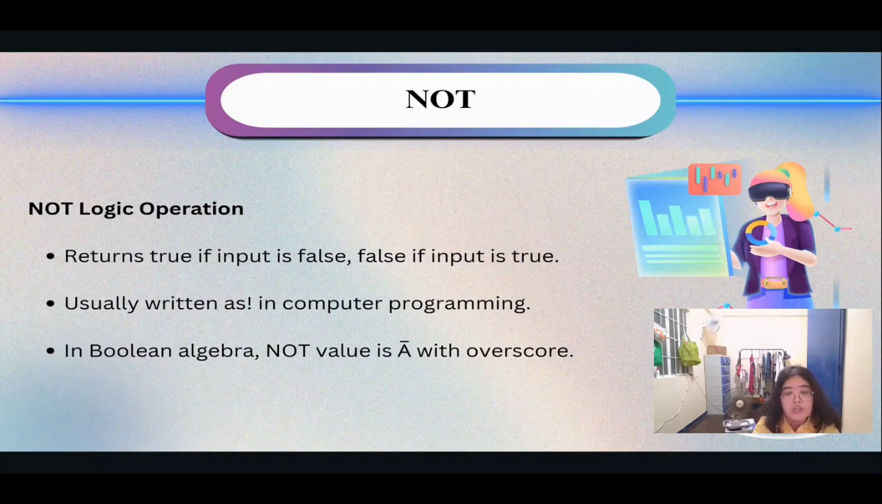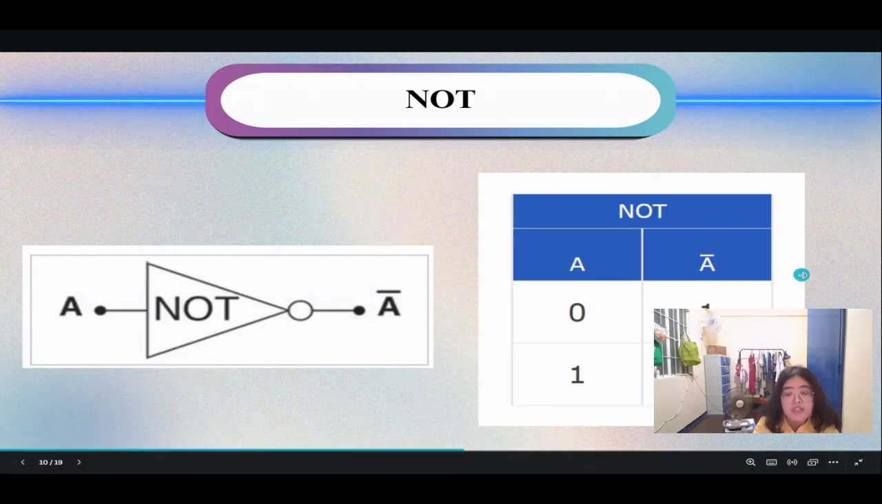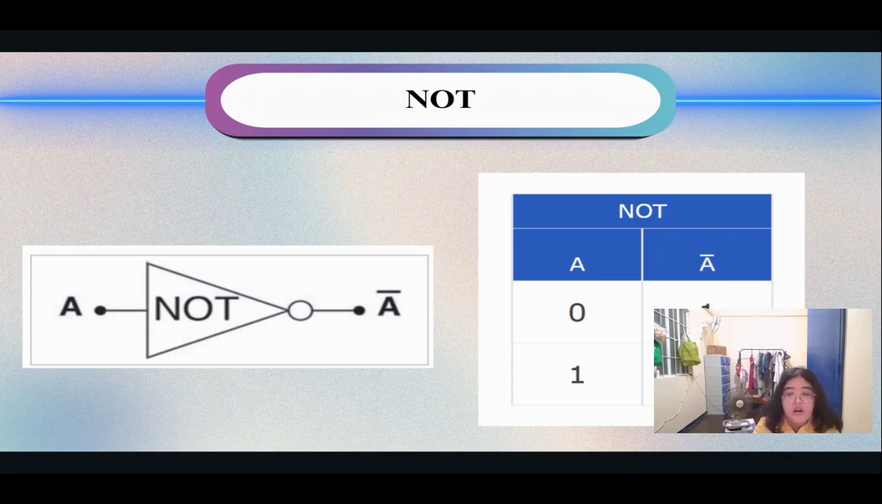Next one is the NOT logic operation. It returns true if the input is false, and false if the input is true. It is usually written in computer programming and Boolean algebra as A with an overscore. So I will also explain how it works in the table.